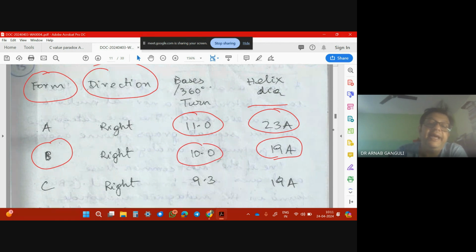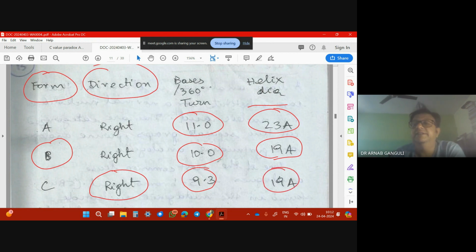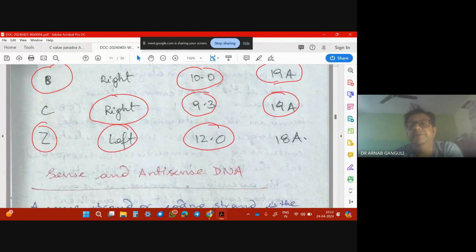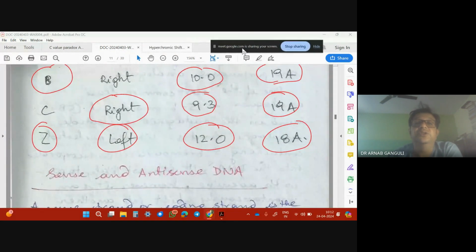In C DNA, it is a right-handed helix, and you have 9.3 bases per 360-degree turn, and the helix diameter is 19 angstroms. Now you have the famous Z DNA, which is left-handed. Instead of 10, you have 12, and it has an 18 angstrom diameter. So you can see that there are certain differences present. This concludes the different types of DNA.